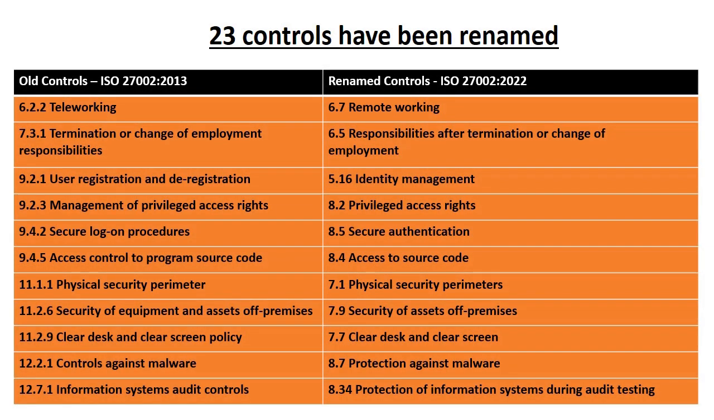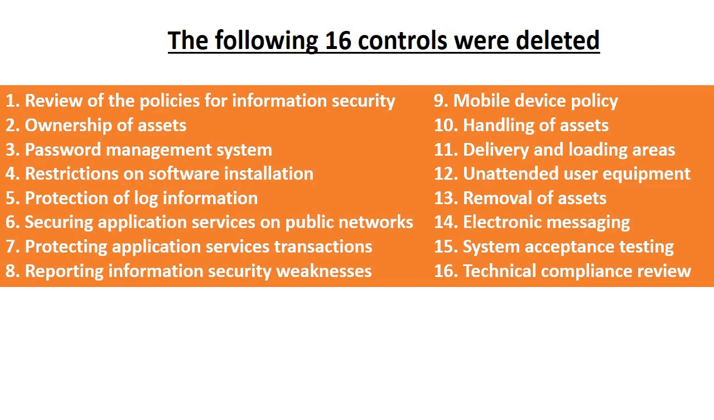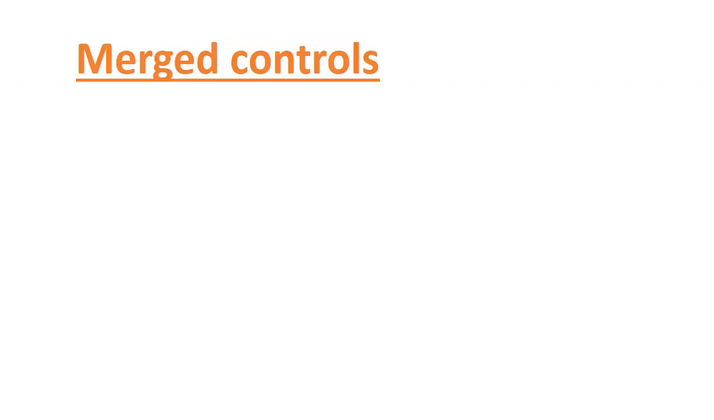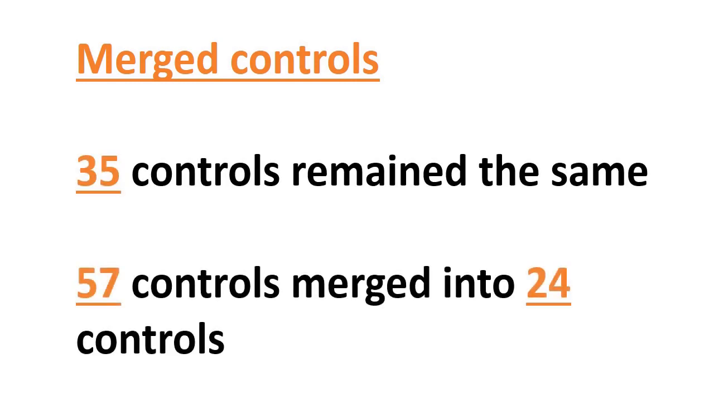23 controls have been renamed. Though they have been renamed, the functionality remains the same. Sixteen controls have been deleted. This is a list of the controls that are deleted. 35 controls remain the same, but about 57 controls are merged into 24 controls, because of which the total number of controls is 93 from the original 114. This is a list of the merged controls.